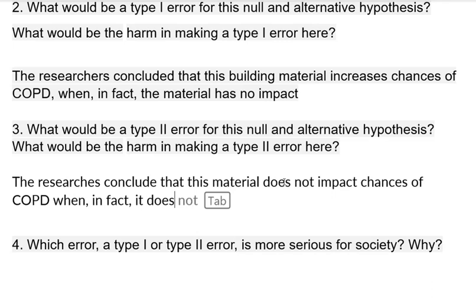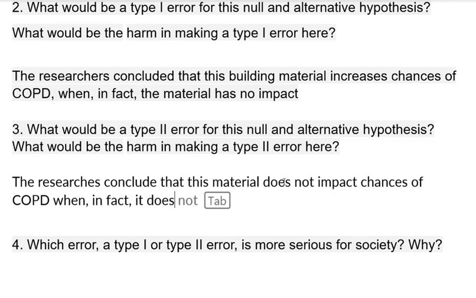If you have people working with this material and you fail to find out the truth that this material is actually causing COPD, you've made a type 2 error, and that's also bad for society because now we're telling people it's safe to use. Maybe they take their masks off too and they relax their standards because they read this study, and now they're getting COPD later in life. So they both have negative effects.